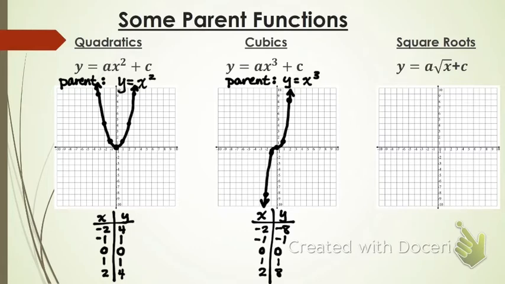What about square roots? What are we going to be doing to our input? Not squaring it. Rooting it, yes. We're going to square root it. My parent for this would be y equals the square root of x. I need to know what happens when x is positive, when x is negative, and what happens right at 0.